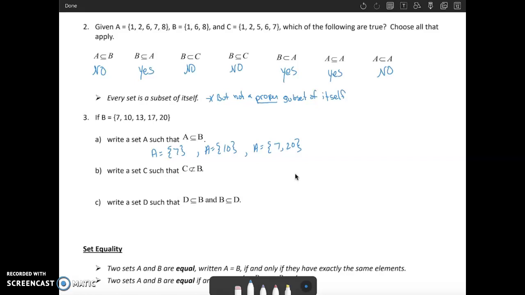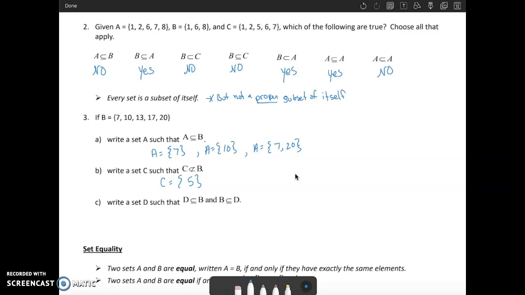The next part says, write a set C such that C is not a subset of B. Okay, so I need to come up with a set C so that not every element in it is also in B. So why don't we just pick an element that's not in there? I'm going to choose the number 5. If I have a set C that is just the number 5, well, 5 is not in B, so that would pass there. And again, you could come up with hundreds and millions of examples if you wanted to.